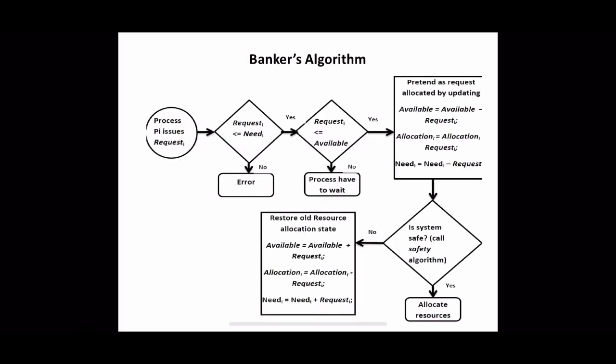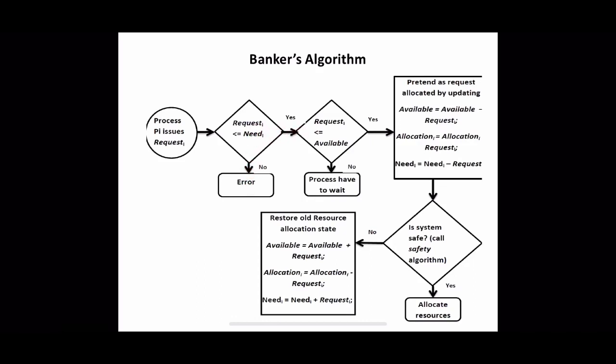Now coming to the actual implementation of this Banker's algorithm. Say process Pi requests a set of resources denoted by Request i. First of all, we have to check whether this request is less than or equal to the actual future requirement of this process. Definitely it should be like that, otherwise some error is there. So first check for that. If no, that means there is an error. Otherwise, go to the next step.